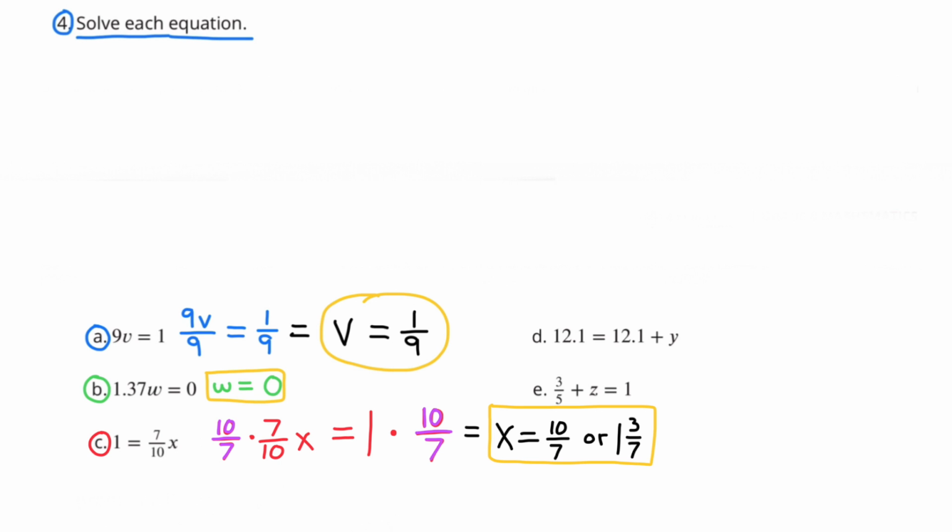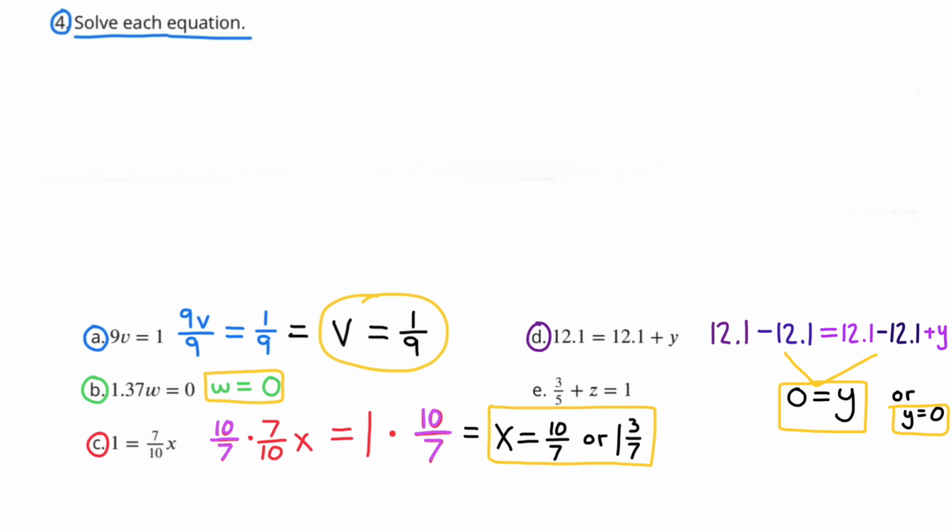C. 1 equals 7/10 x, or 1 equals 7/10 times x. To solve for x, we need to multiply both sides by the reciprocal of 7/10. So we're going to multiply both sides by 10/7. And 1 times 10/7 equals 10/7. So x equals 10/7 or 1 3/7.